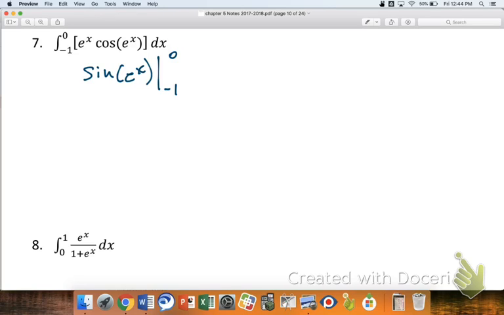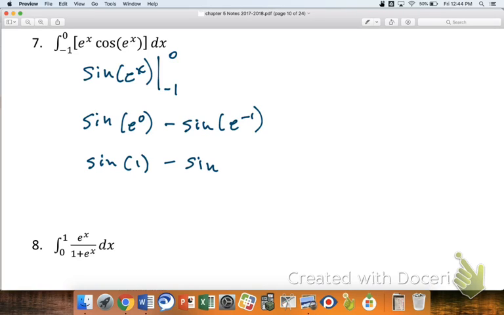So we plug in. So we get sine of e to the 0 minus sine of e to the negative 1. And to be honest, you could just leave it right there. Or you could keep going a little bit. You could rewrite this as sine of 1, because e to the 0 is 1, maybe minus sine of 1 over e. Another way to do it. But what's sine of 1? Could we simplify that?